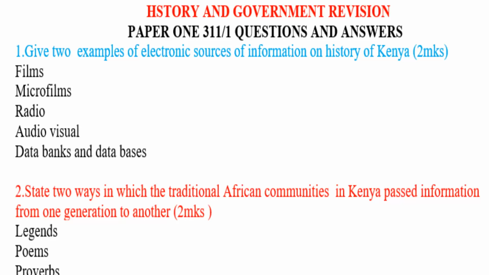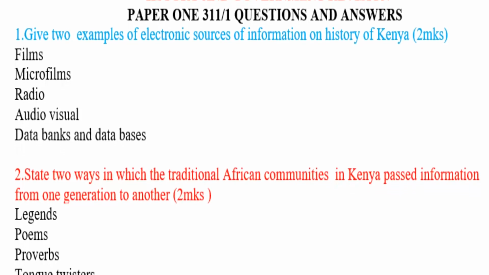Question number two, state two ways in which the traditional African communities in Kenya passed information from one generation to another. In other words, they are asking you to write examples of oral tradition. That is one of the sources of history and government. Here they have framed the question in another way. The question is the same, but the framing is different. They are telling you to state ways in which traditional African communities in Kenya were passing information.